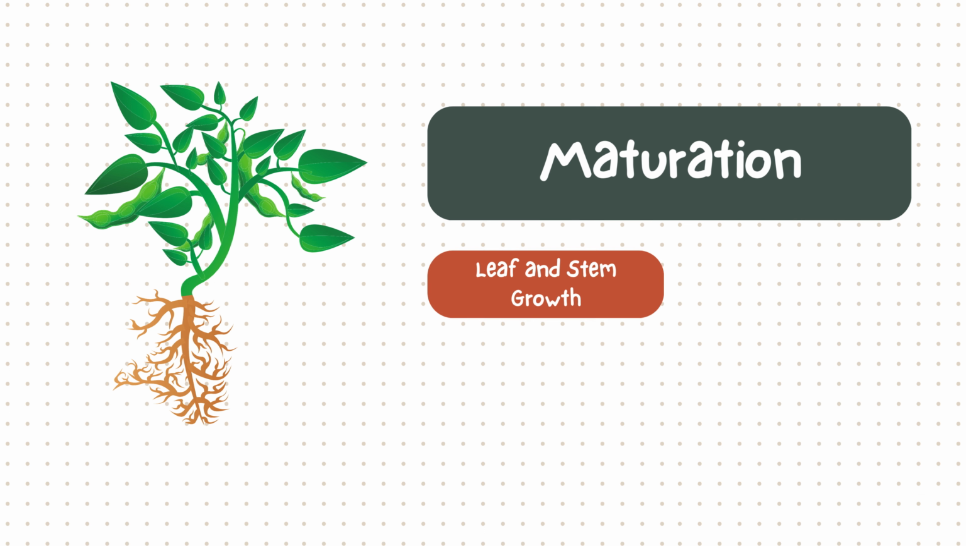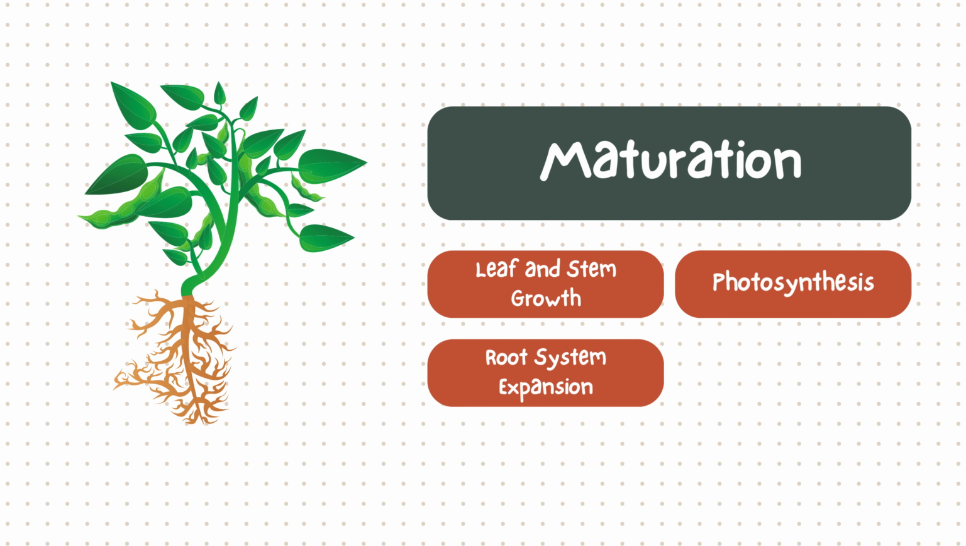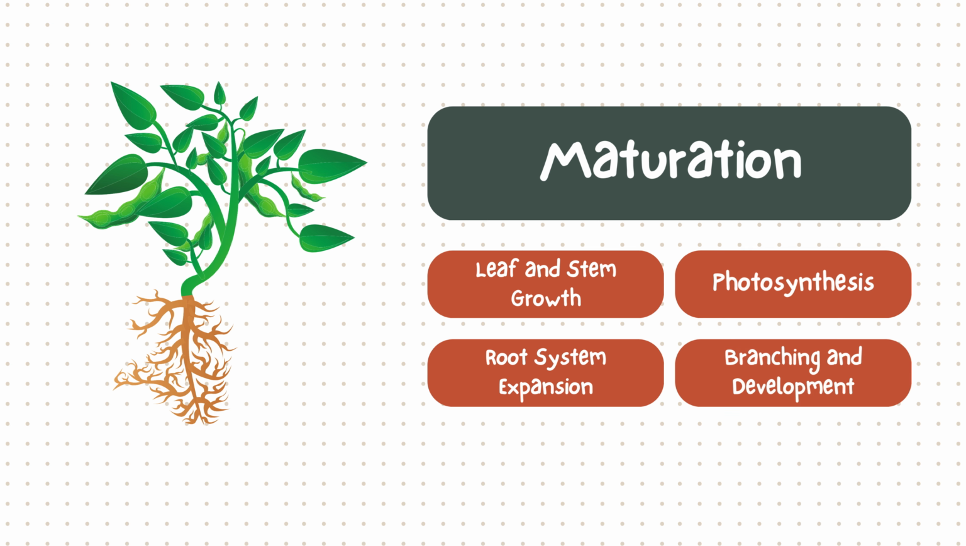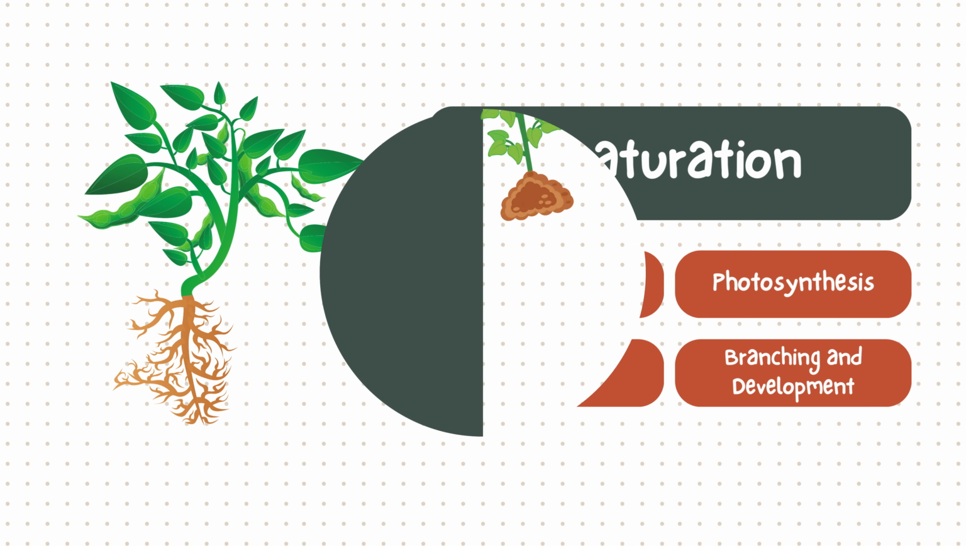Leaf and stem growth. The plant develops true leaves and stems, increasing in size. Photosynthesis. The leaves capture sunlight and convert it into energy through photosynthesis. Root system expansion. Roots grow deeper and wider to support the plant and absorb more nutrients and water. Branching and development. The plant grows branches and more leaves, preparing for reproduction.